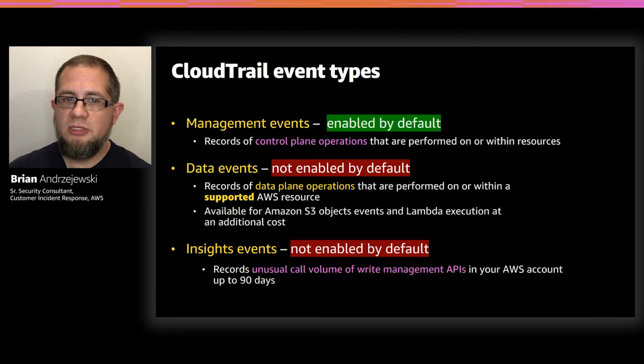There's also the additional enablement that can be done. It's called insight events. These are not typically enabled by default. What they'll do is go through your CloudTrail, look for write events, and look for unusual call volume of that management API in your AWS account for 90 days. This is good for behavioral monitoring, but it was originally designed for operational use. From a security operations perspective, this can be an early leading indicator of abnormal activity that's occurring in your AWS account.